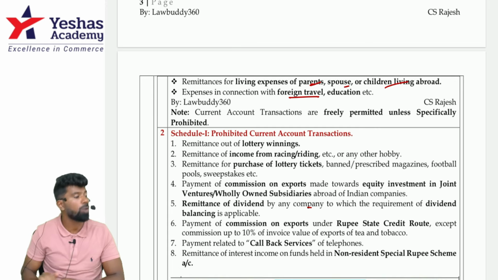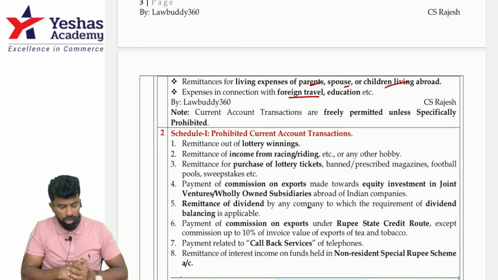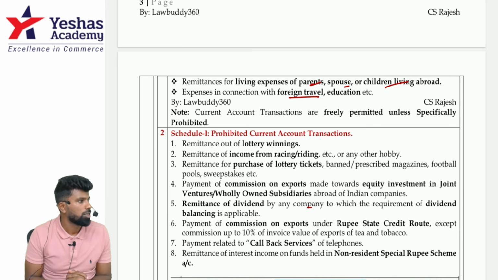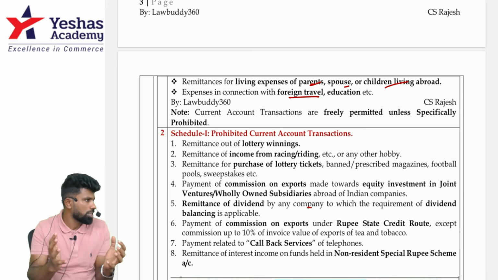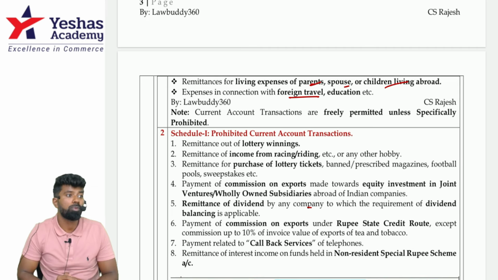For the following purposes. How many transactions are there? 8 transactions. What is the first one? If you want to remit any money out of what winnings? You have won some money by lottery and you want to remit it outside India. Can you do that? Allowed or prohibited? Because as per which schedule?